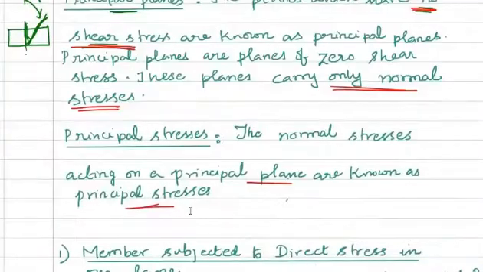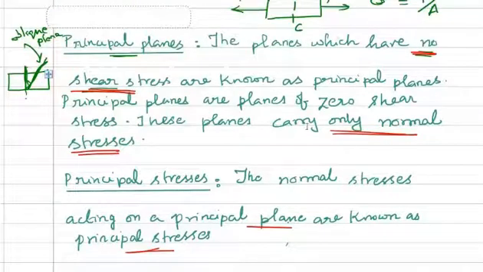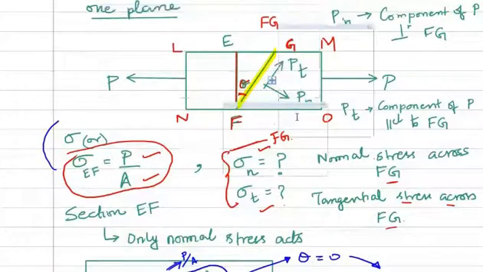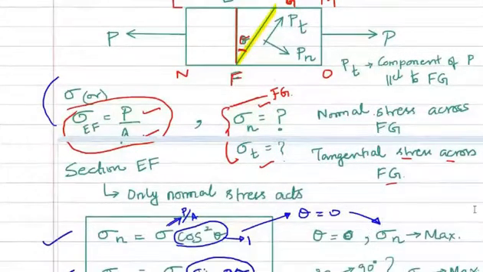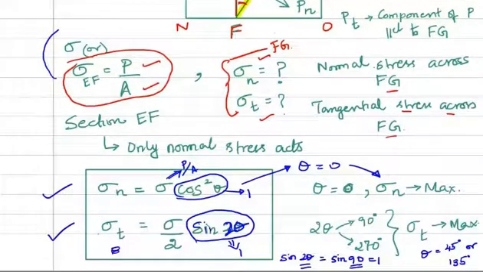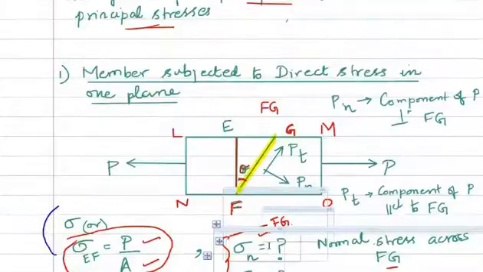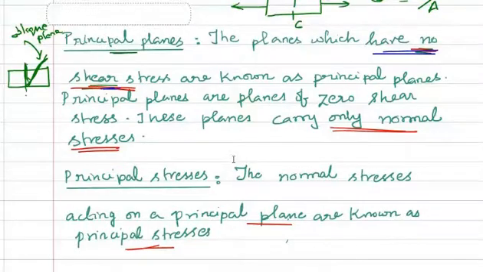So from the definition, what is principal plane? It is a plane which have no shear stress. So if in the given figure, if I have to find the maximum, that is the principal stress, I have to put this value. Tangential stress is equal to 0 and find what is the value of theta. Because in the principal plane, the value of tangential or shear stress will be 0. So you can equate sigma t is equal to 0 and find the value theta. So the theta will give the angle of the principal plane.